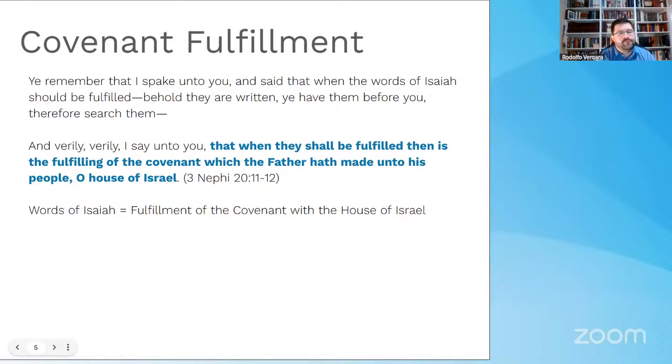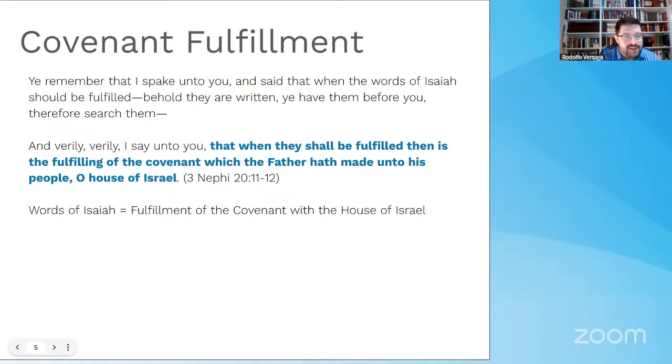So if we have to define Isaiah in a phrase, what are the words of Isaiah? And this is what the Lord said in 3 Nephi 23:2. And these chapters are pretty amazing, especially like 16, 20, and 21. If you read them in context, it's all about Isaiah. And the Lord summarized the words of Isaiah in these two verses.